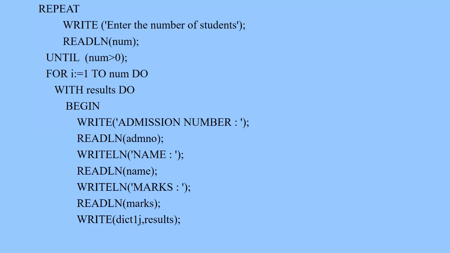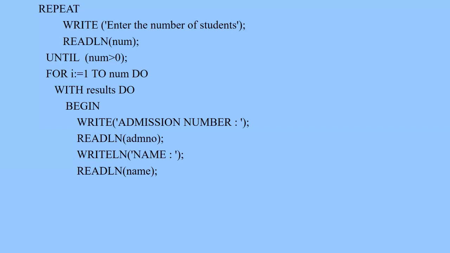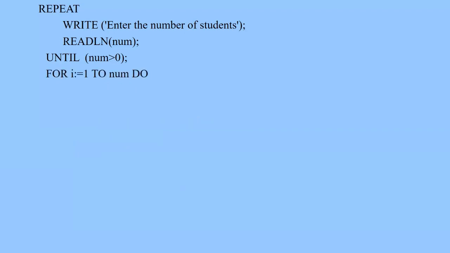Then write results, DICT1J. Then end that. So by doing this, you have captured data for one student. After capturing, this statement is meant to transfer what has been read from the screen to the file called DICT1J. And then once this end is encountered, the for loop is incremented by 1.